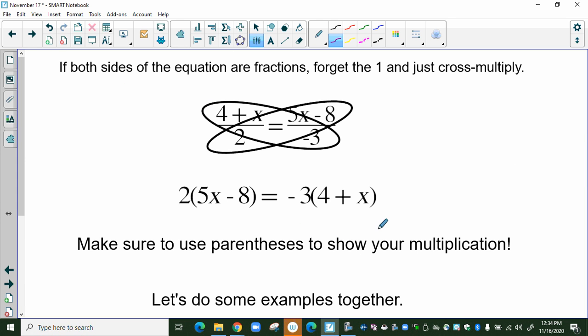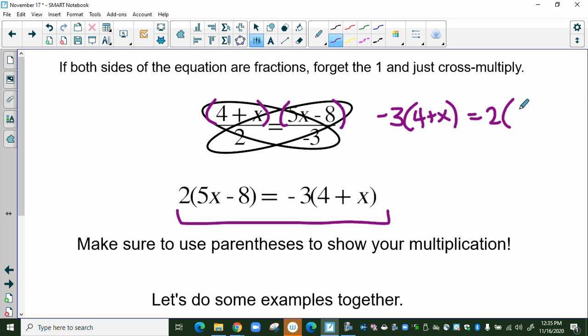Let's take a look at another example. If both sides of the equation are fractions, you don't have to put a 1. You can just cross multiply, like on this one. So you're going to have 2 times 5x minus 8, group it. Negative 3 times 4 plus x, group it. And then you're just going to write it like this. Now, does it matter which side you multiply first? Not at all. You could do the negative 3 part first, like this, and the 2 on the other side. It does not matter. You will get the same answer either way.